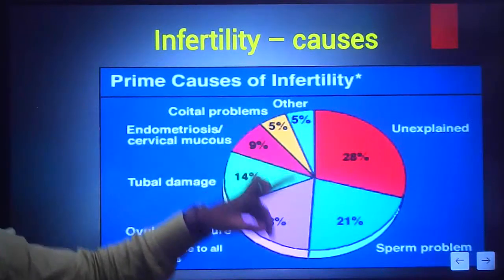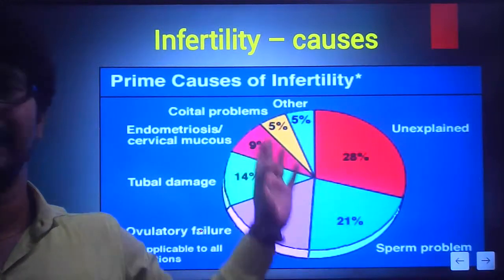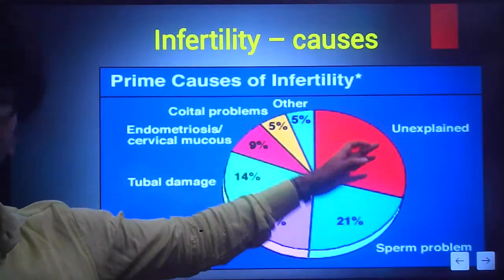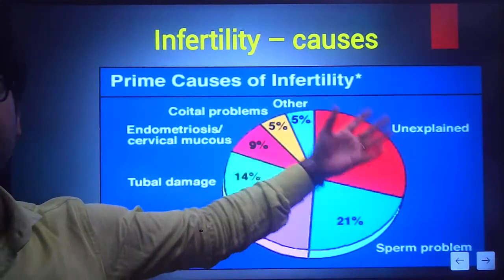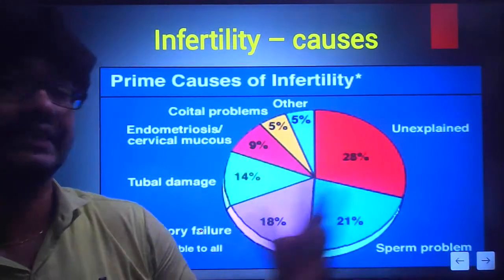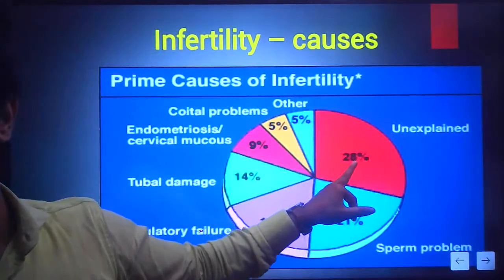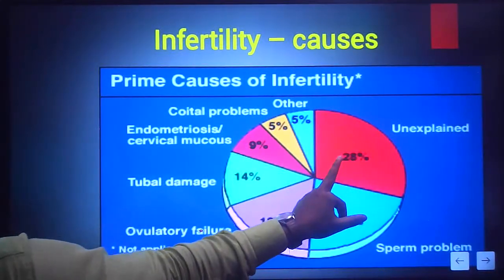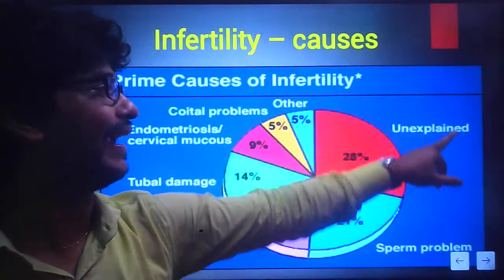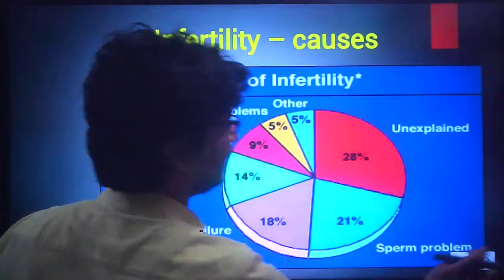Then coital problems, maybe erection of the penis. Some problems like this may mean that intercourse may not take place. This comes to 5%. Then unexplained reasons: there are many other cases, it may be stress, your lifestyle, maybe food habits, or other personal things. That's why I mentioned the red section, 28%, where you could see other unexplained problems. These are some of the causes for infertility, right?